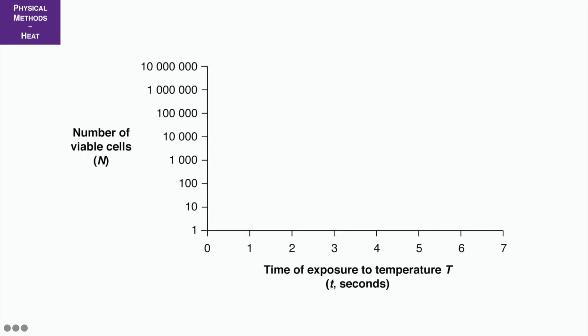How is the decimal reduction time determined for a specific microorganism? This can be done quite easily by exposing the microorganism to the temperature in question and then measuring how cell viability decreases over time. Imagine that we have a population of 1 million viable cells of the microorganism we are interested in. We expose this population to a set temperature for 6 seconds and observe that the number of viable cells has dropped to 1,000. Note that the y-axis has a logarithmic scale.